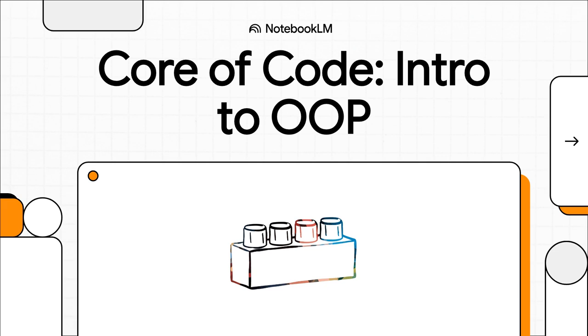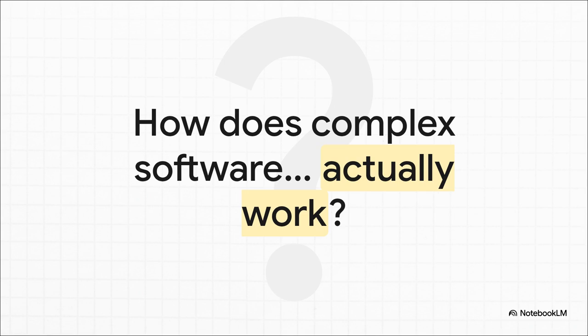Let's get into it. Really think about it for a second. Your phone, your laptop, the games you play, they're all juggling millions of different things at once. How on earth does all that complexity not just collapse on itself? The secret is a really brilliant way of organizing things.